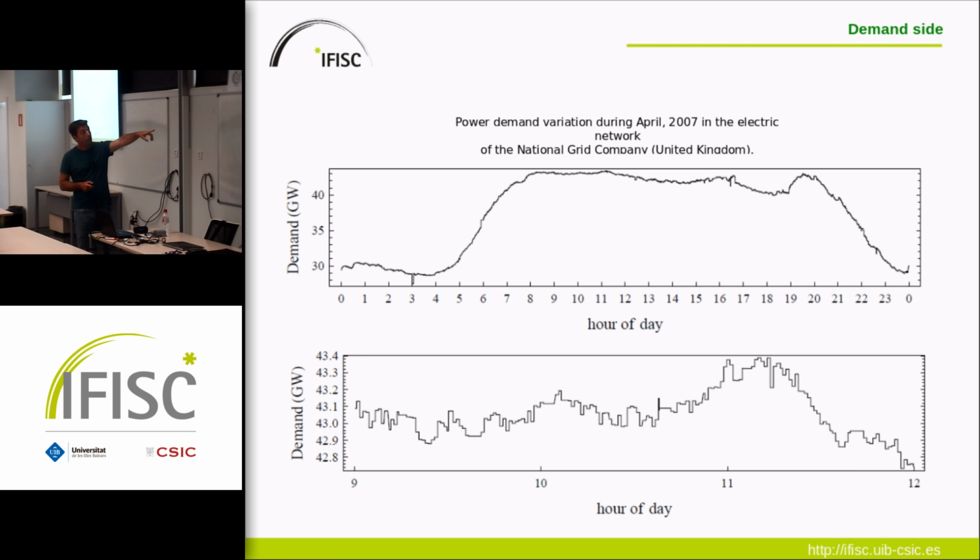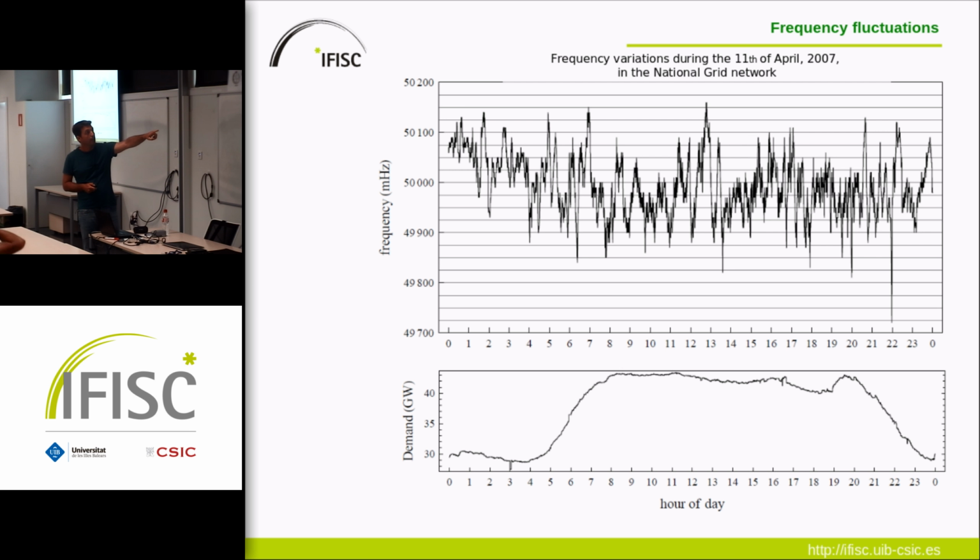Well, this is the demand variation. This is data from the UK National Grid Company, and since the demand is fluctuating, the frequency is fluctuating. And this is how the variation of the frequency looks. You see, this is 50 Hertz, and this is along the day. This is the demand, and this is what the frequency does.